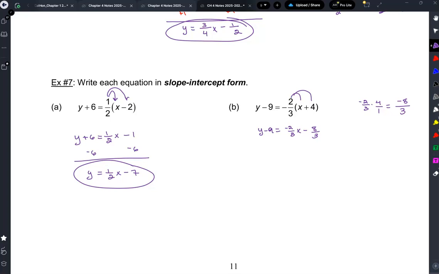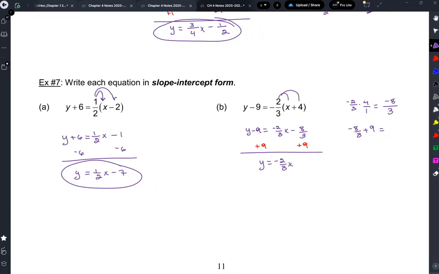Okay? Now, I'm going to add 9. So I'm going to add 9, but you know what? Some of this I'm going to do on my scratch paper, or I don't even need separate paper. I could just do it off to the side, right? So y equals negative 2 over 3x. And then here I slow down, right? I have negative 8 over 3 plus 9.